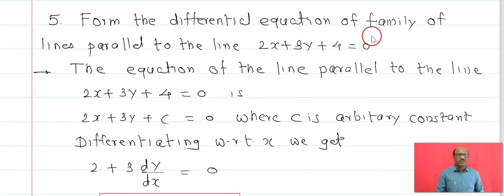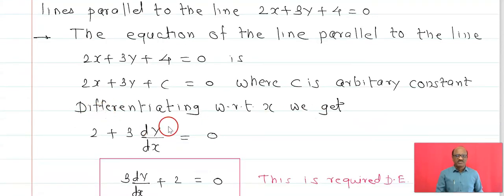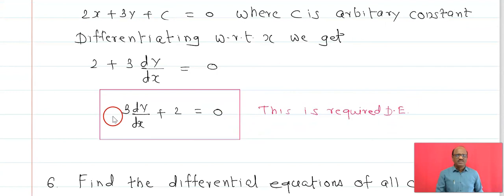Now the problem number 5. Form the differential equation of the family of lines parallel to the line 2x plus 3y plus 4 equals to 0. The equation of the line parallel to the line 2x plus 3y plus 4 equals to 0 is 2x plus 3y plus c equals to 0, where c is an arbitrary constant. Now differentiate this with respect to x. The derivative of 2x is 2, the derivative of 3y is 3 into dy by dx, the derivative of c is 0. Therefore 3 into dy by dx plus 2 is equals to 0. This is the required differential equation.